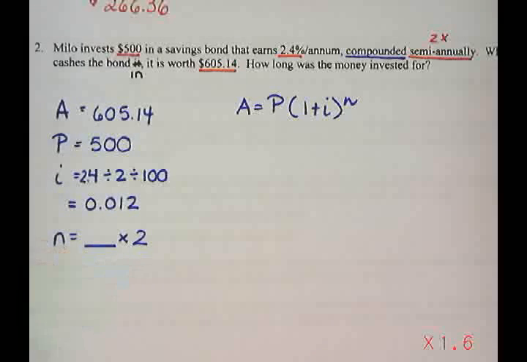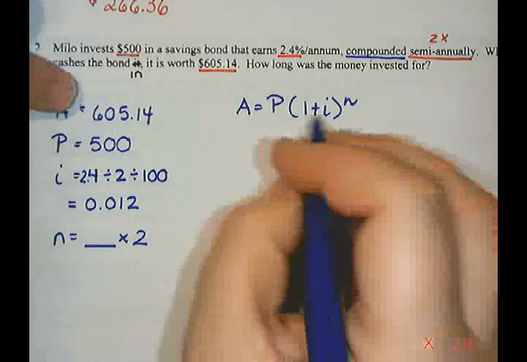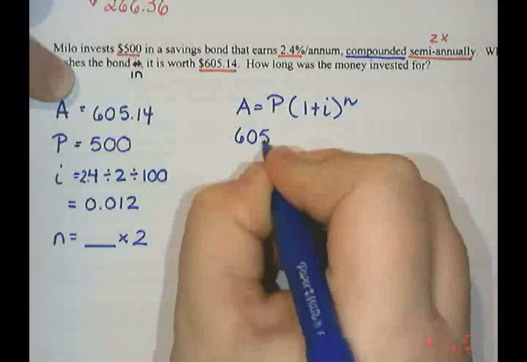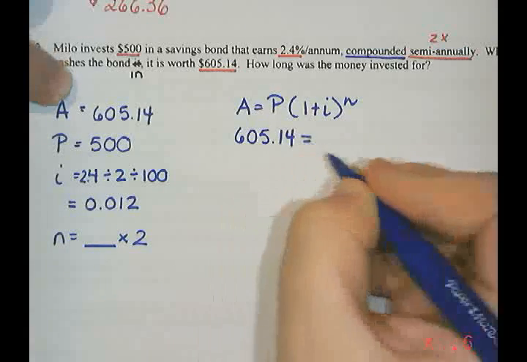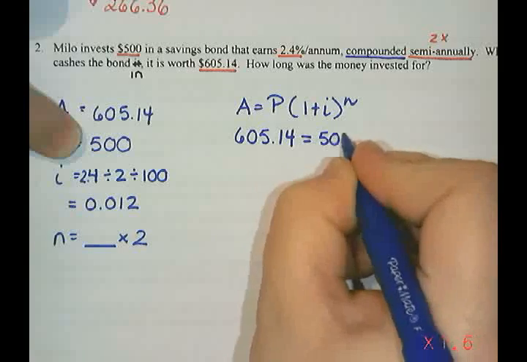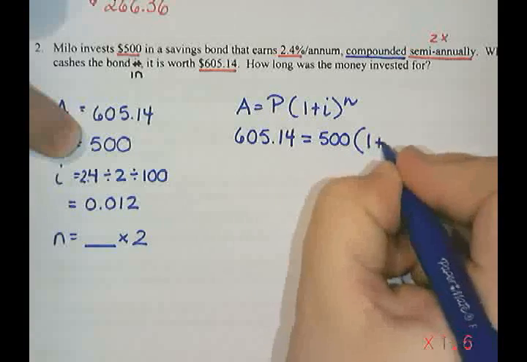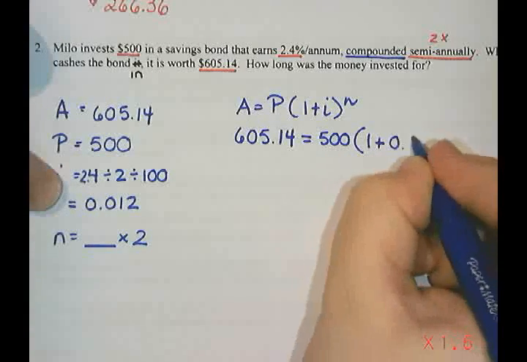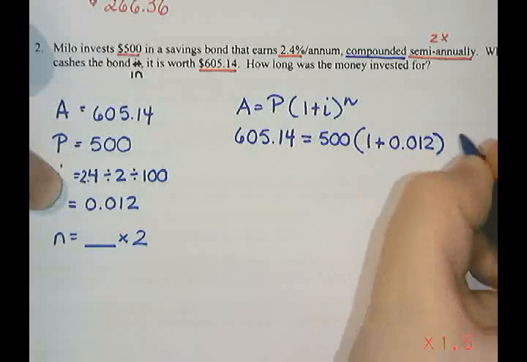So because it's semi-annual and we're doing it twice a year, that means you would take the number of years times 2. So I'm going to take these numbers and substitute them in. So I have 605.14 equals P, so that's 500, times 1 plus i, which is the 0.012, to the power of n.